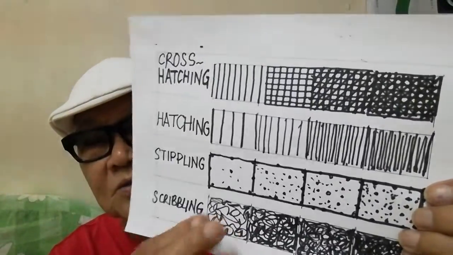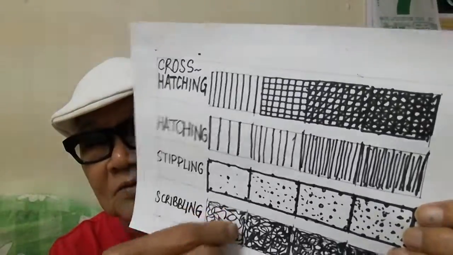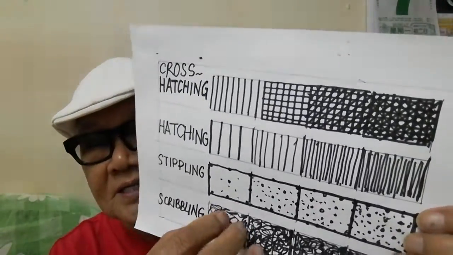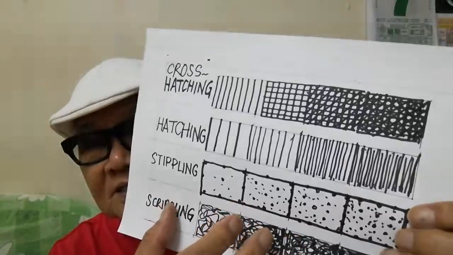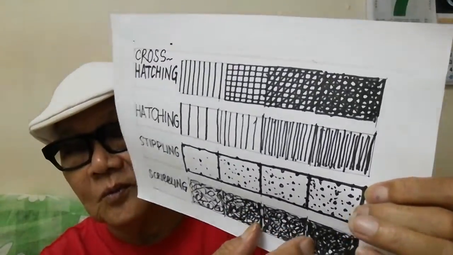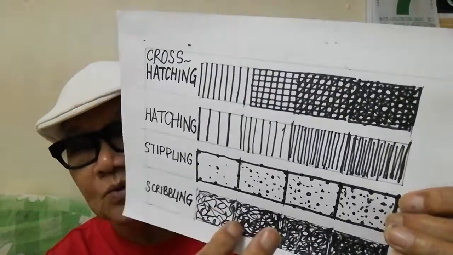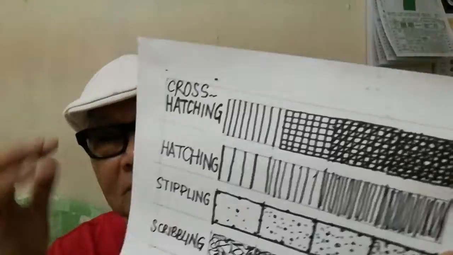Scribbling is just doodling. You go carelessly with your hand. You go round and round, and where there is light, it is sparsely done. When it goes darker, it becomes more and more dense. There are also four directions. So basically, there's 1, 2, 3, 4. So there you are. We have got four basic types.